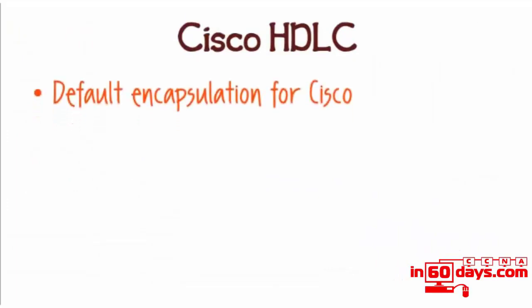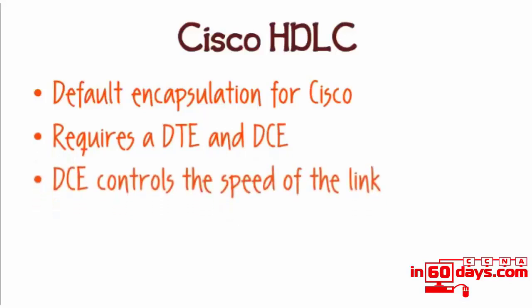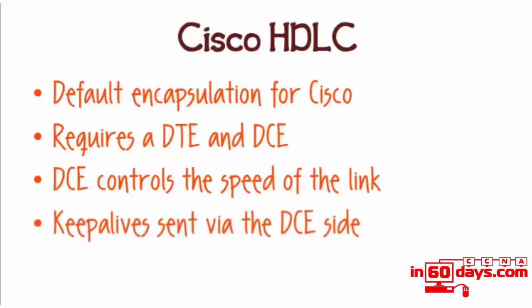Cisco's version of high-level data link control is the default encapsulation for all Cisco devices. Basically what you'll need is your equipment, data terminal equipment, and then that will connect off to the DCE, which is your ISP side of the connection. The DCE basically controls the speed of the line.